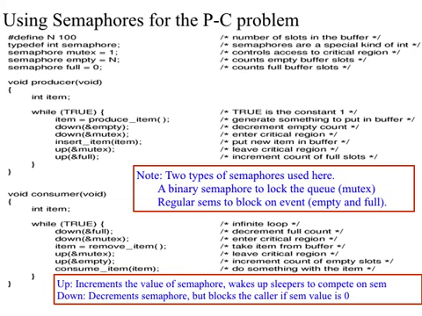Then the consumer removes an item from the shared buffer using the remove item routine. And then it performs an up on the mutex to release the lock on the shared buffer. And then it performs an up on the empty semaphore to indicate to the producers that there is at least one empty slot in the shared buffer, since an item has been consumed. And finally, the consumer consumes the item.